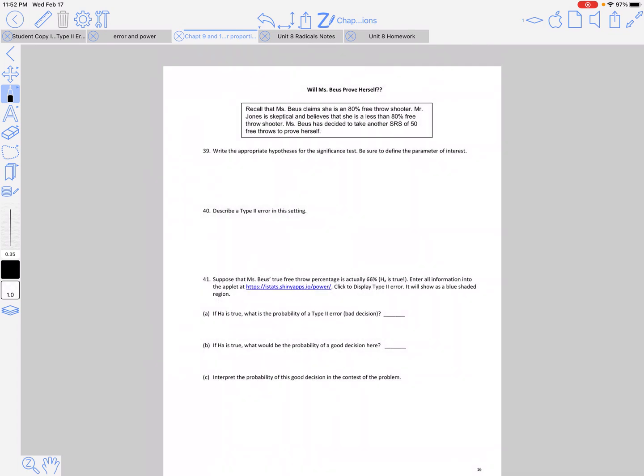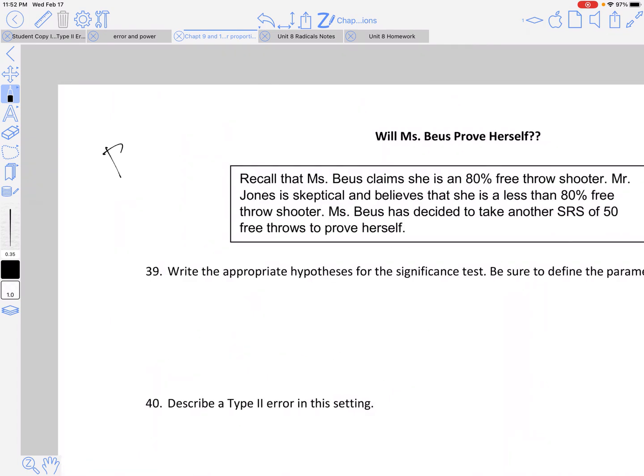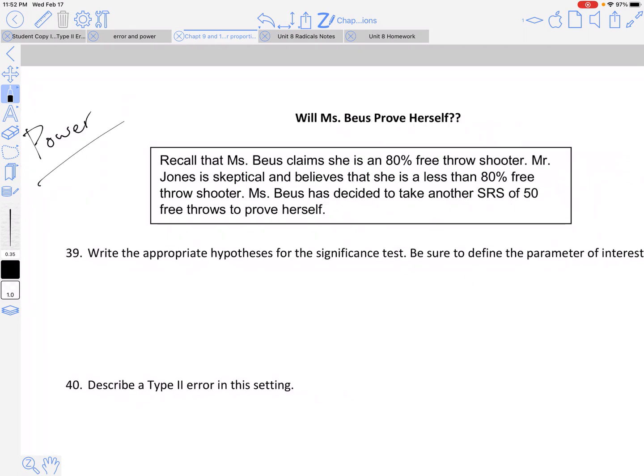But the next thing that we're going to talk about is power. This is an important concept in statistics. We're not actually going to calculate power. It will always be given to you. It's not an entry-level statistics class concept, so we will not be finding that.